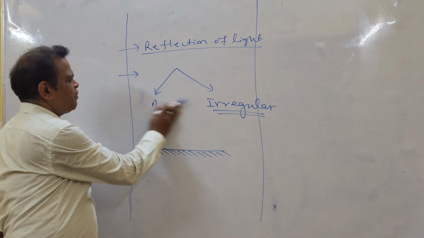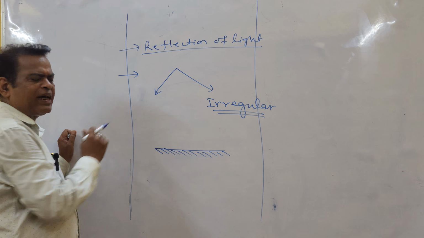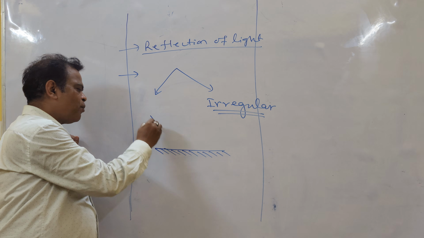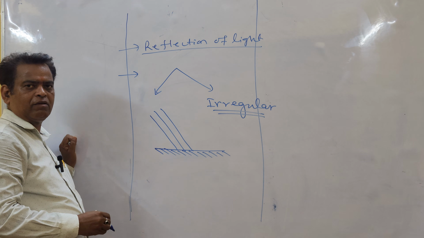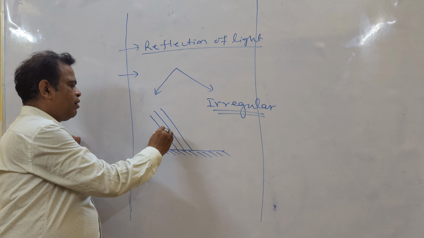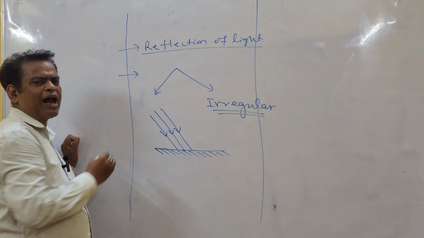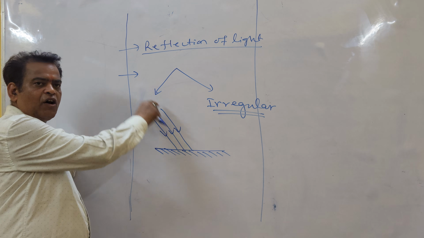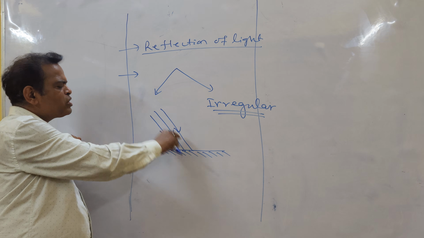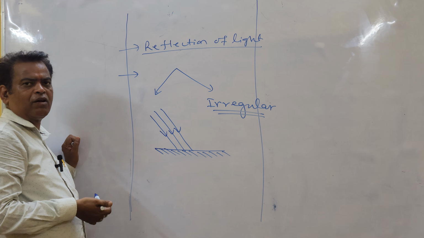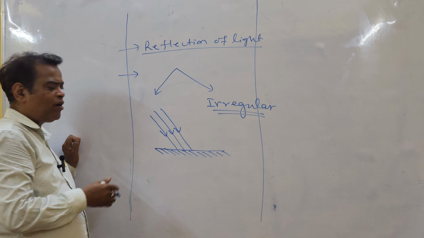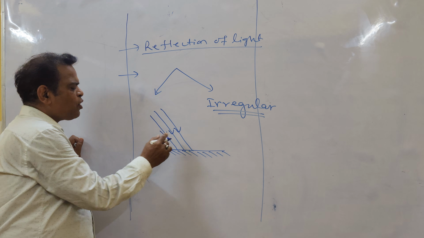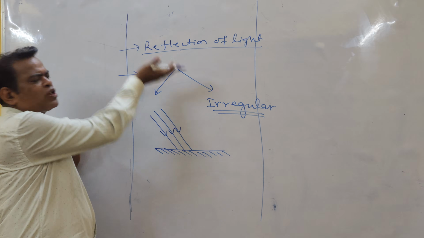In case of regular reflection, you see here, we have taken a plane mirror. Suppose a number of rays of light are coming towards the plane mirror. We have given the arrows here. Three rays of light are approaching the plane mirror. After striking the surface of the given plane mirror, these three rays of light will return to the same medium.